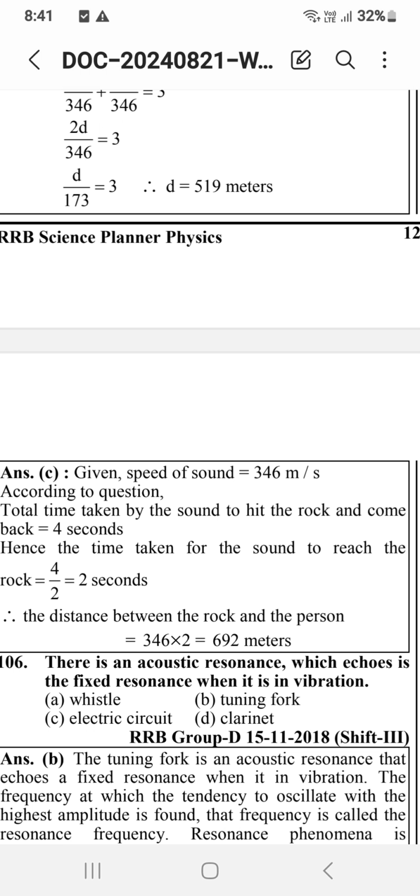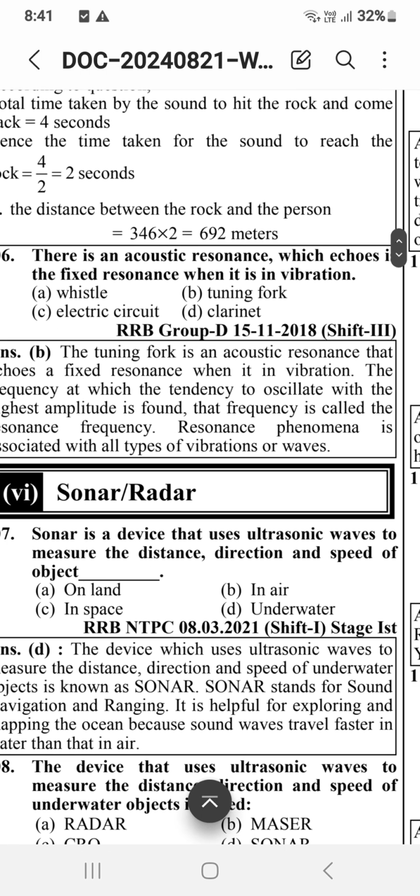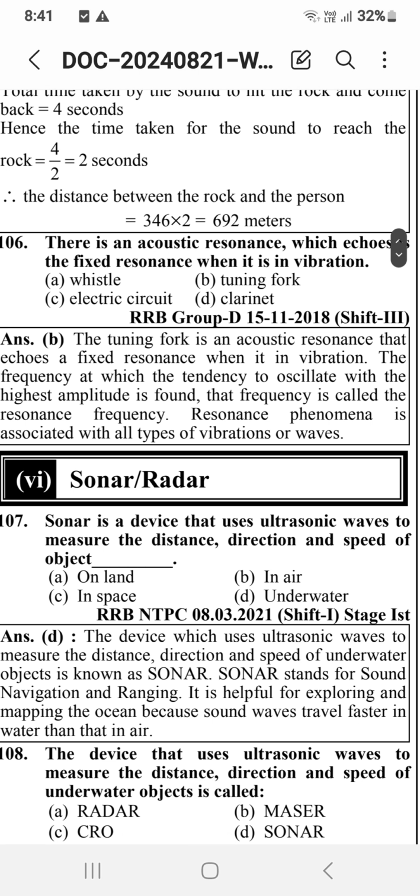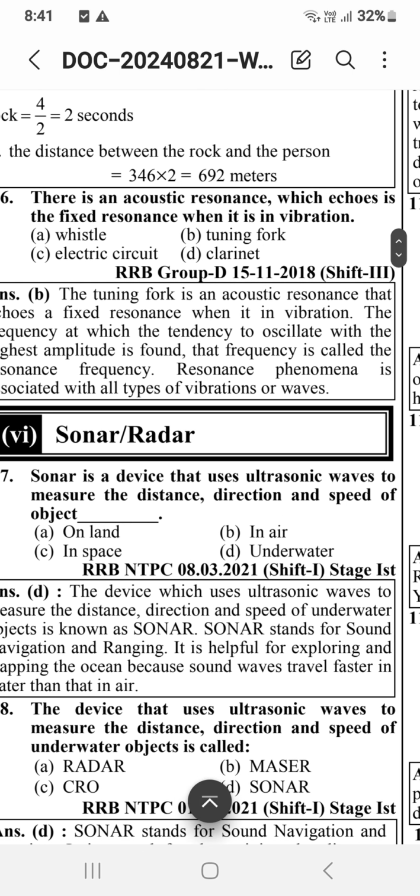There is an acoustic resonance, which is the fixed resonance when it is in vibration. Tuning fork. Sonar, radar. Sonar is a device that uses ultrasonic waves to measure the distance, direction and speed of an object in underwater. The device that uses ultrasonic waves to measure the distance, direction and speed of an underwater object is called sonar.